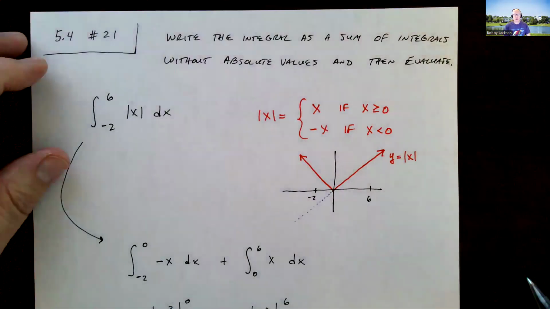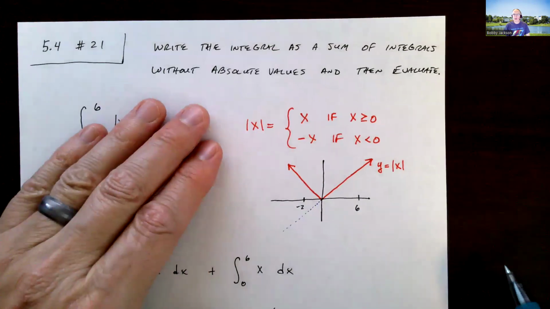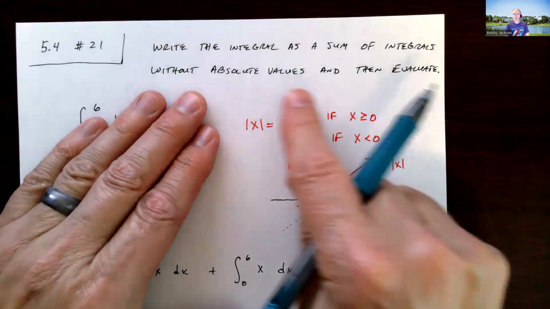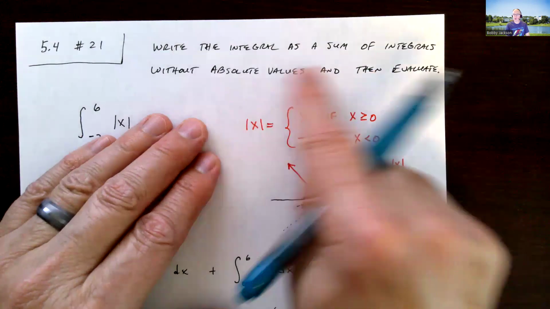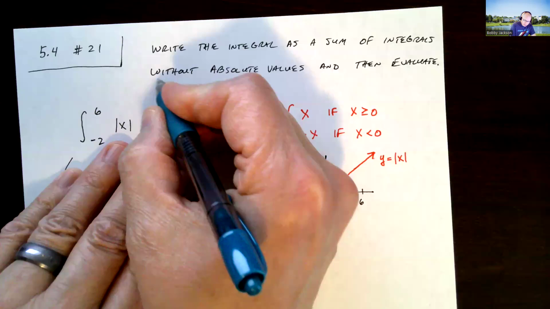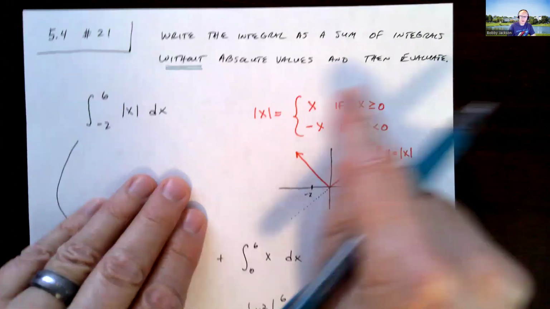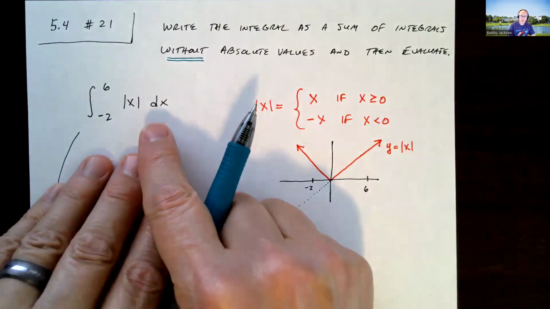Hey everyone, we're going to look at number 21 in section 5.4. We're going to write the integral that is given as a sum of integrals without absolute values. So without absolute values, and then we're going to evaluate. So you have to rewrite this without absolute values.